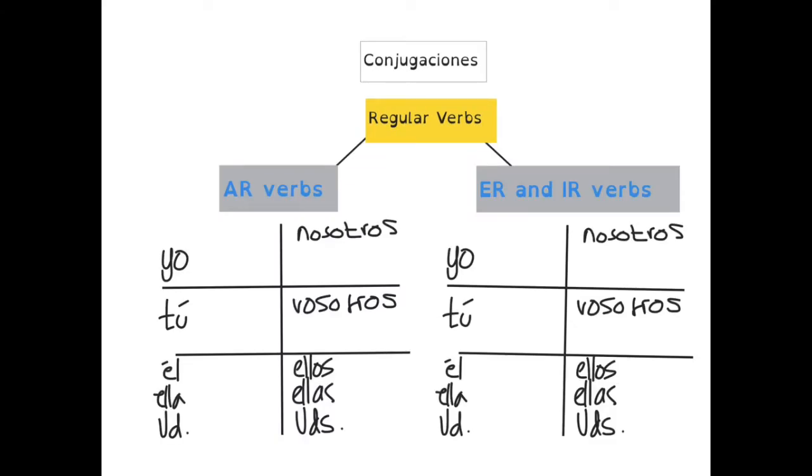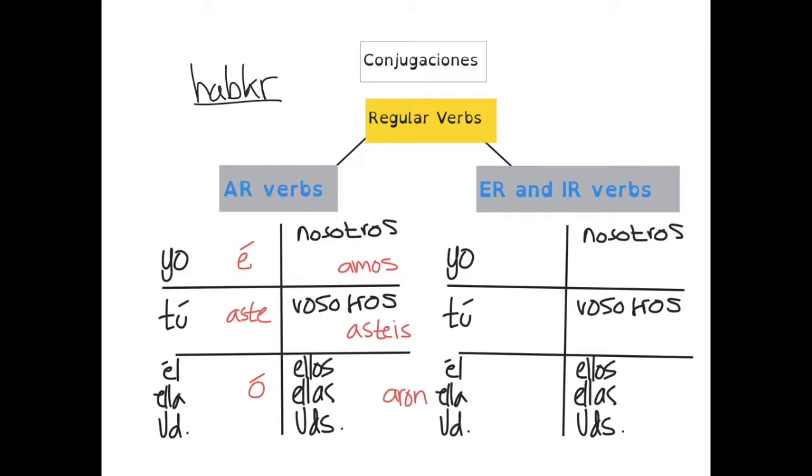For AR verbs, we have a new set of endings we need. É, aste, ó, amos, asteis, aron. This is just like conjugating when you use the present tense. You start with an infinitive, like hablar.